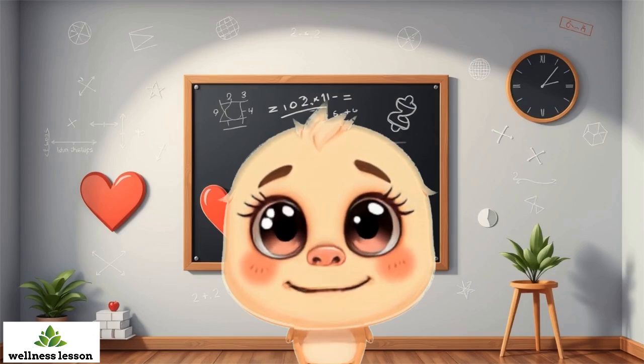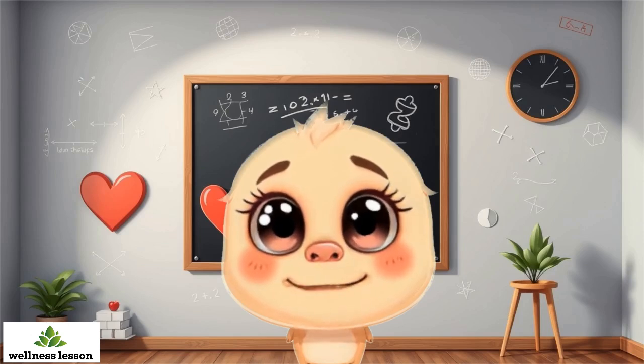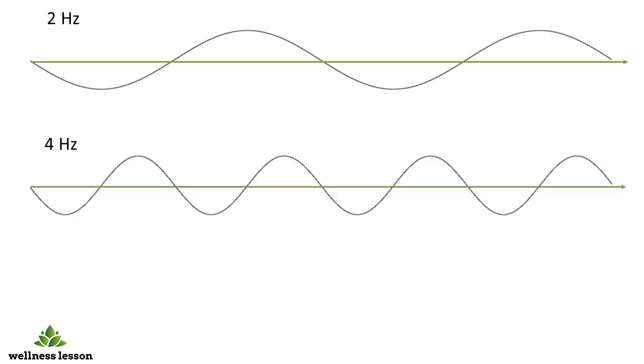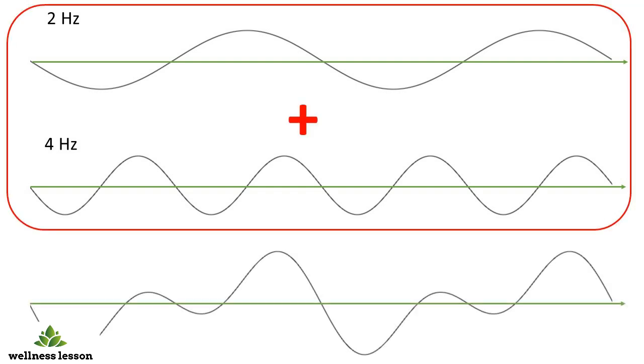Let's explain this. A complex signal can be formed by combining simpler signals. Let's explore this by adding two sine waves. For example, first wave, 2 Hz sine wave, second wave, 4 Hz sine wave. When these two signals are added, the resulting signal is a combination of both.